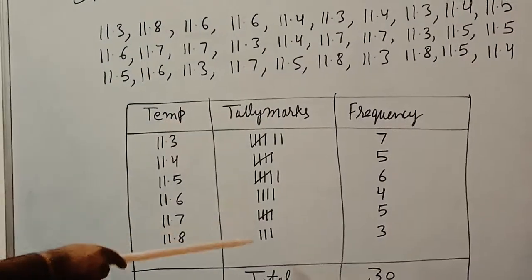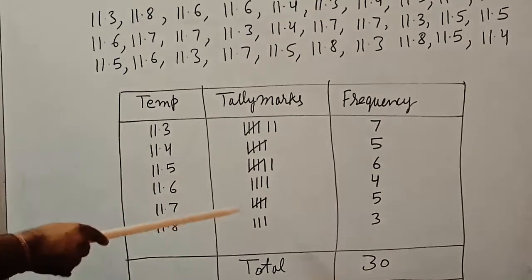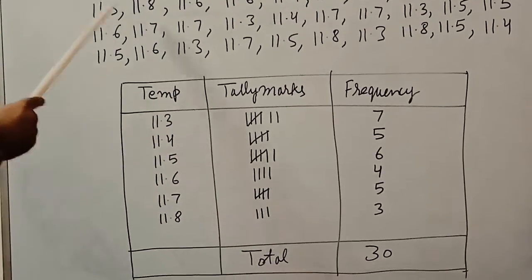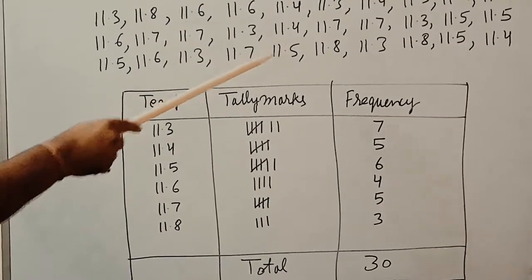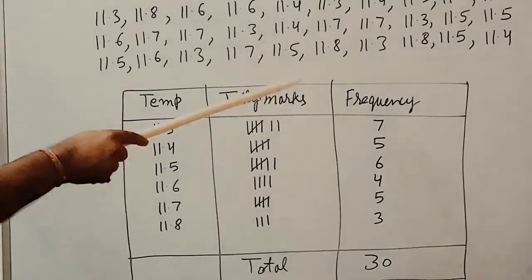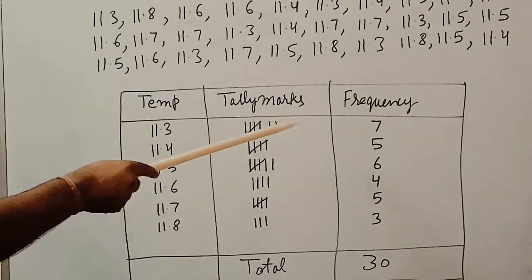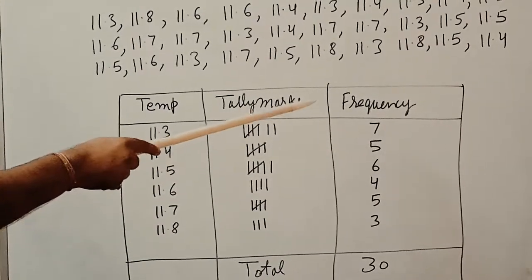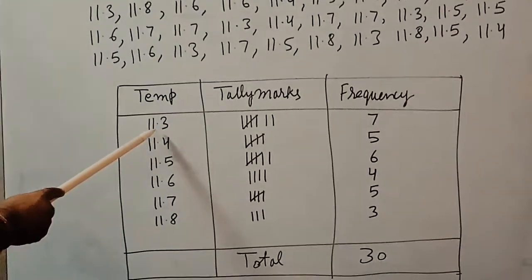In the second column we will write the tally marks. Tally marks means how many times 11.3 is counted or recorded in the data. How many times? We will write here. And the total number of times 11.3 is recorded, we will write last; that is known as frequency.